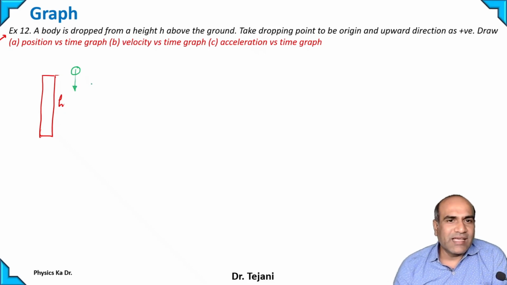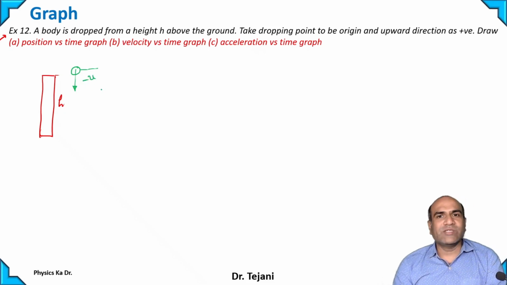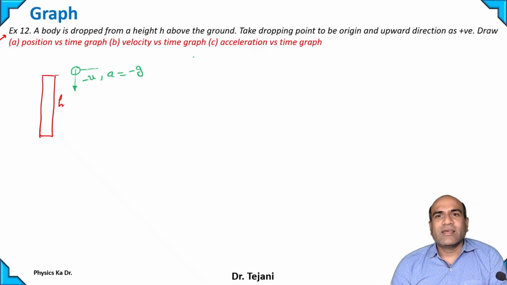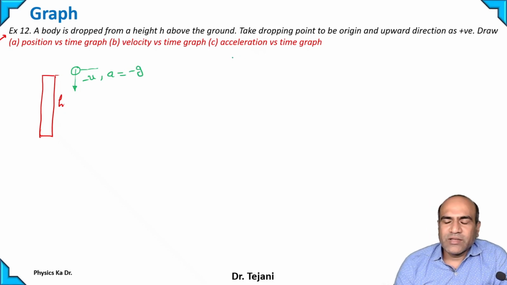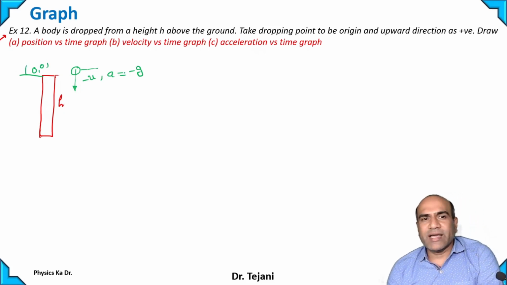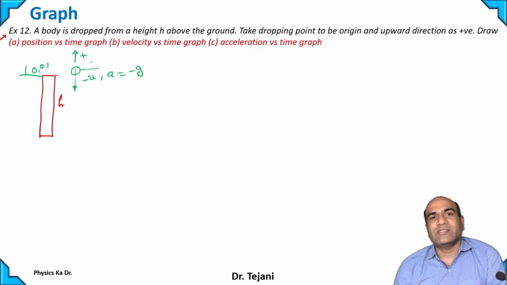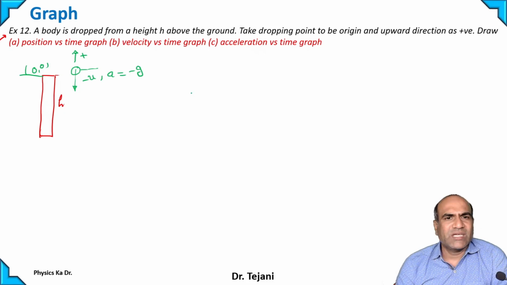Therefore, it has negative velocity in the downward direction. Initial velocity is zero, but since it is going downward, it is negative, and acceleration is also negative. Take the dropping point to be the origin, so we will consider this as the origin point, 0 comma 0. The upward direction is positive and downward is negative. It is by default, we know it.